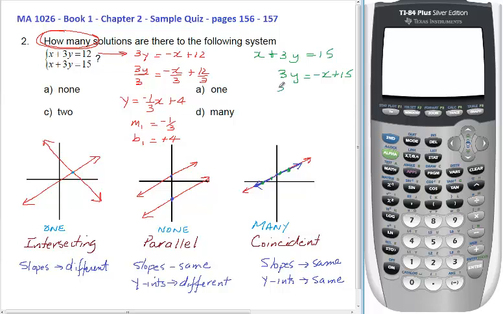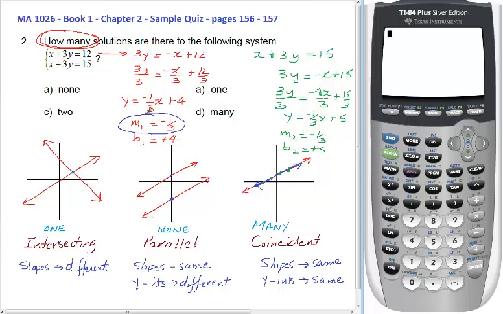Now when you divide each side by 3, you're going to get negative 1x over 3 plus 15 over 3. So now we've got negative 1/3 x plus 5. Our second slope, m2, is negative 1/3, and our second y-intercept is positive 5. Now compare those.